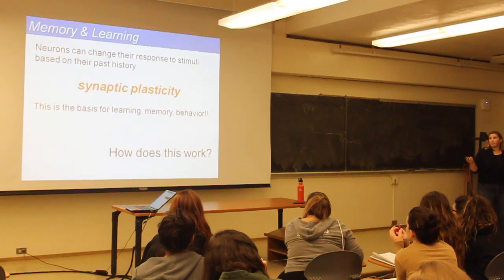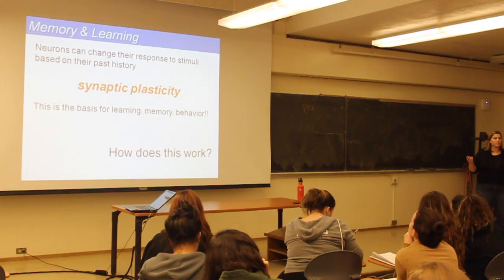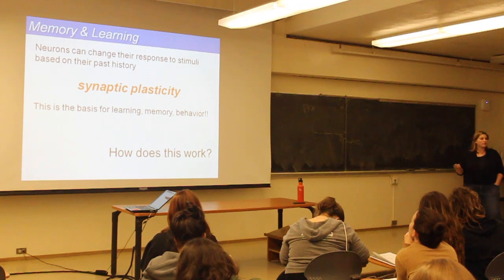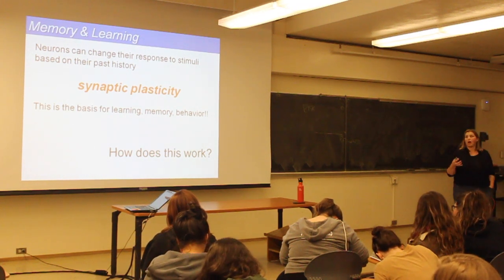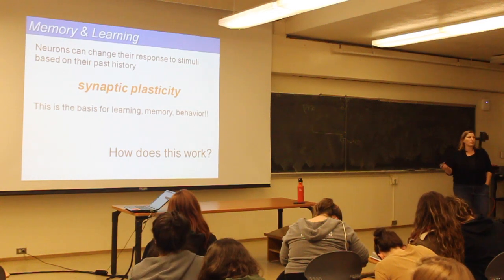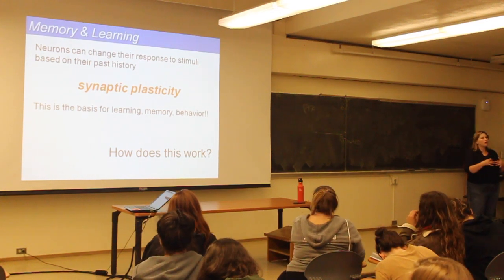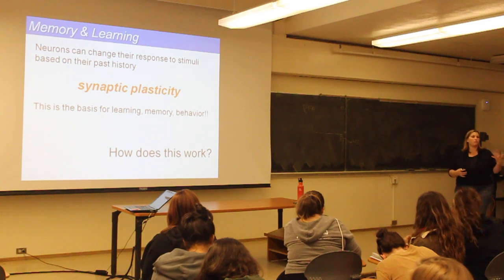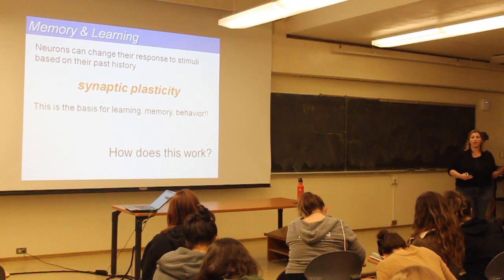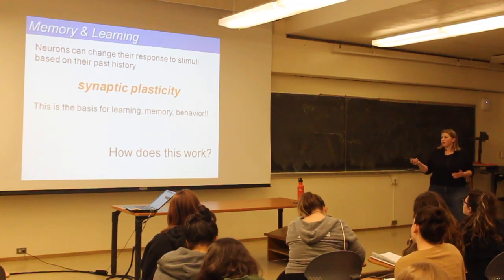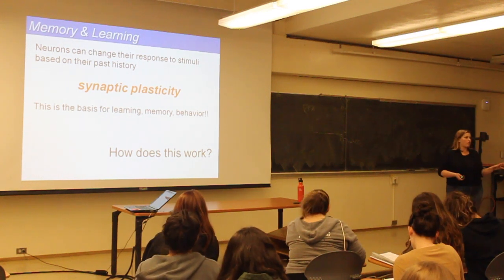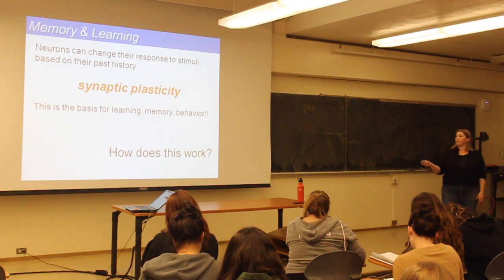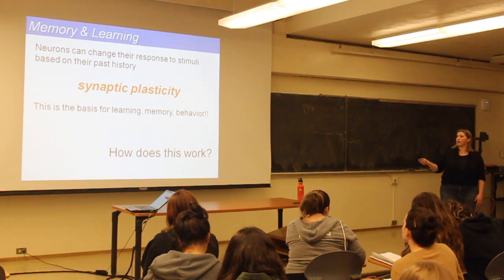So essentially what happens, this is a form of synaptic plasticity, okay? Synaptic plasticity. They can change their response to a stimulus by changing the number of receptors in a synaptic terminal for a given neurotransmitter, okay? So this is the basis for learning, memory, behavior. There are a lot of subtleties to this and a lot of other things that you're going to learn about in this class. But this is the very basic idea.